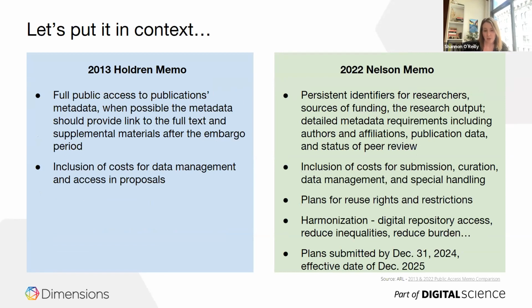Metadata is covered by both memos, but again, we have more detail in the 2022 memo with a call out to persistent identifiers for research, sources of funding, and research outputs, along with specified metadata requirements. Last, the 2022 memo covers reuse rights and digital repository access, an area our sister company Figshare is recommended for. There's also a timeline to these recommendations, which we can see on the next slide.